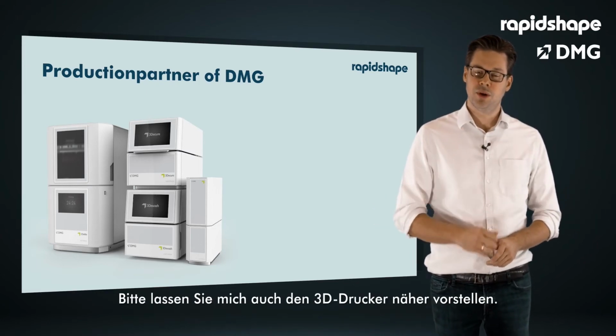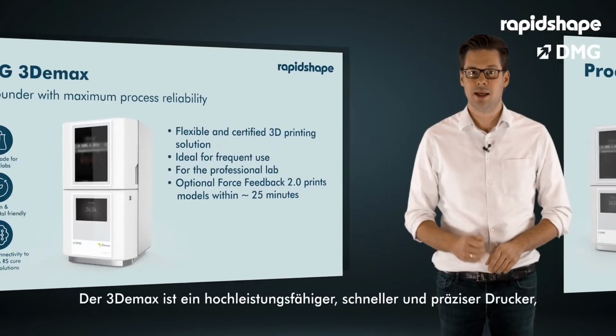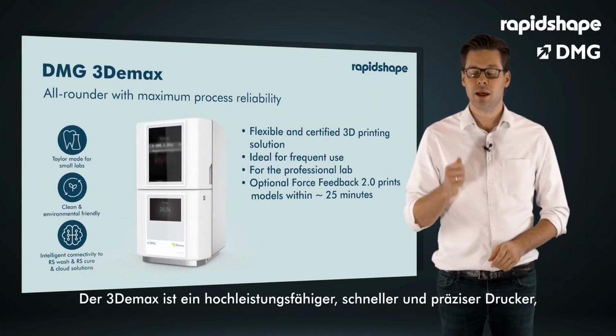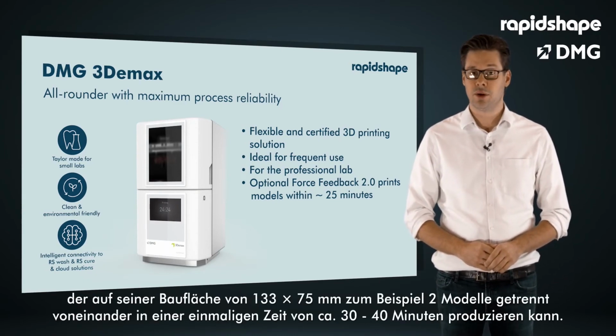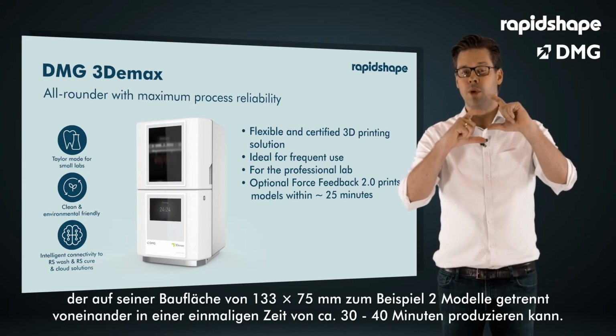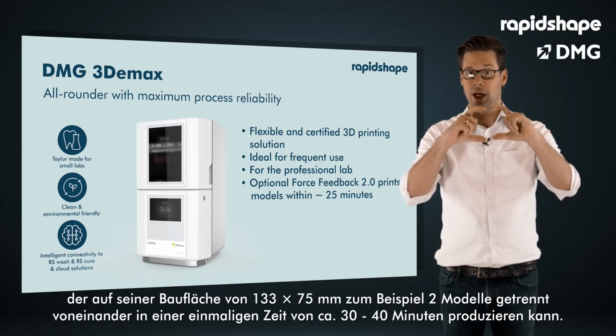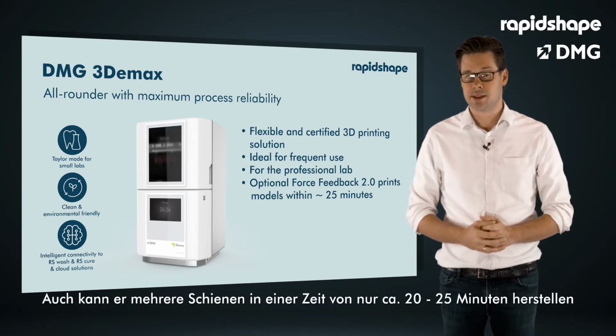Please let me also introduce the printers in more detail. The 3D Max is a high-performance, quick and precise printer. It can produce on its build surface of 133 by 75 millimeters, for example, 2 models separate to each other in a unique time of around 30 to 40 minutes.